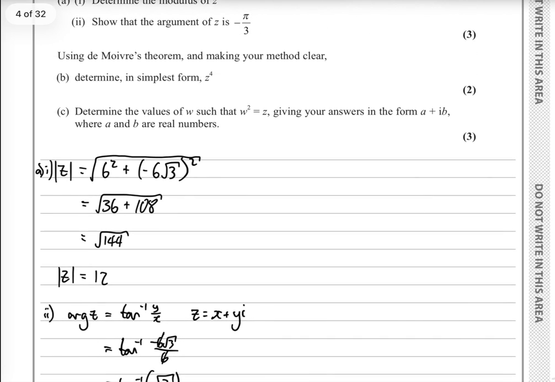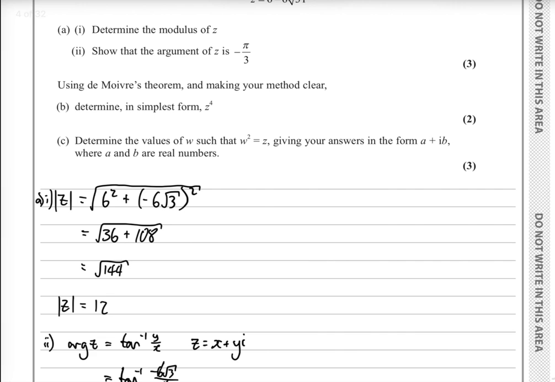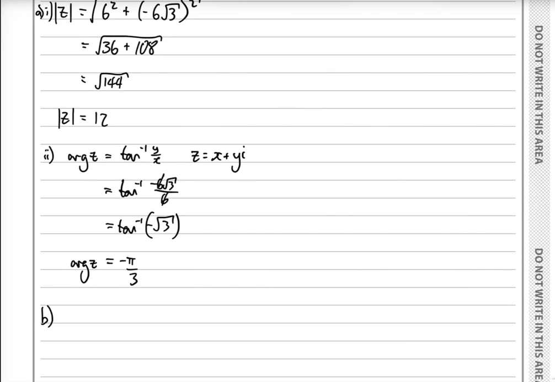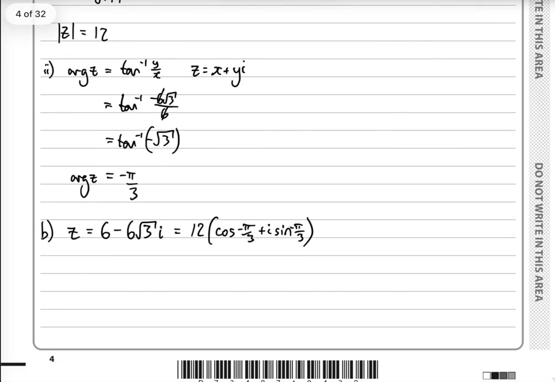Part A finished. Using de Moivre's theorem and making your method clear, determine in simplest form z to the power 4. That's part B, because we're going to use part A to help us. We know z is this, but de Moivre's theorem is going to be more helpful to have it in modulus argument form, and we've just figured out what the modulus is, and the argument minus pi by 3 like this. So to do z to the power 4, we're going to put all of this on a power 4.